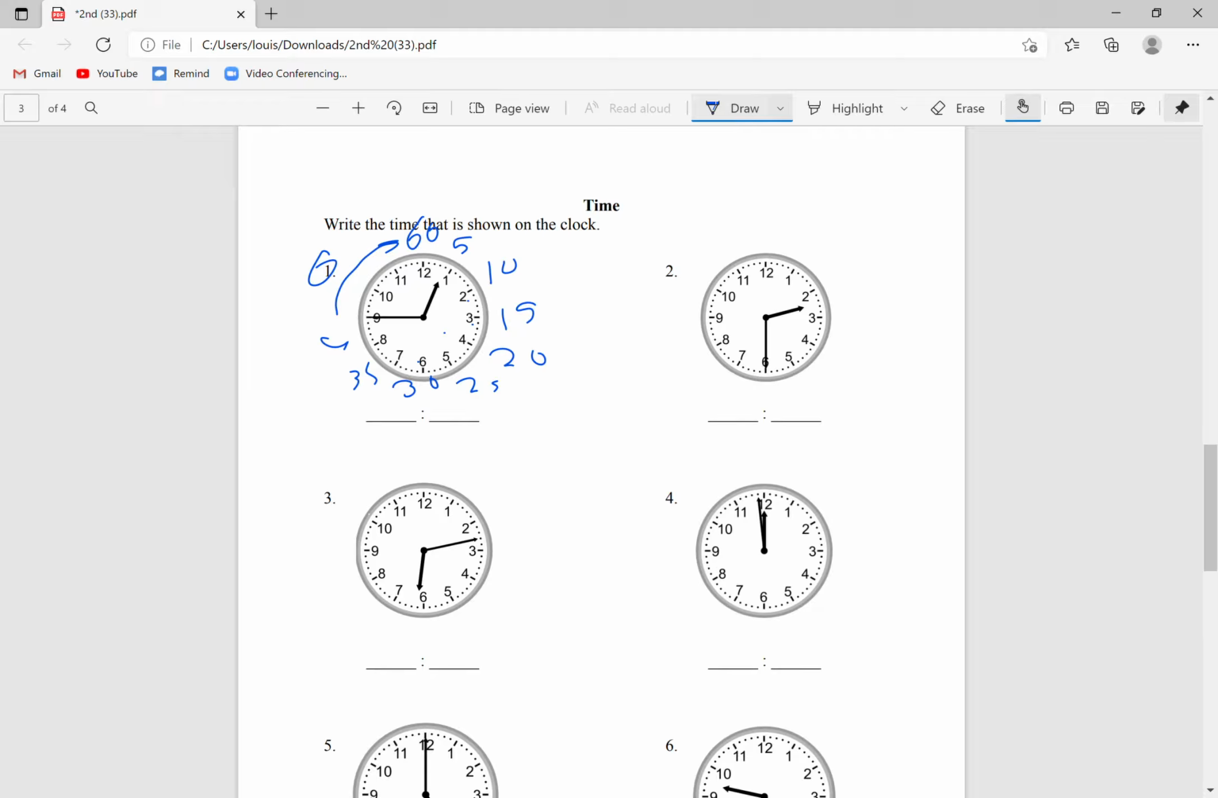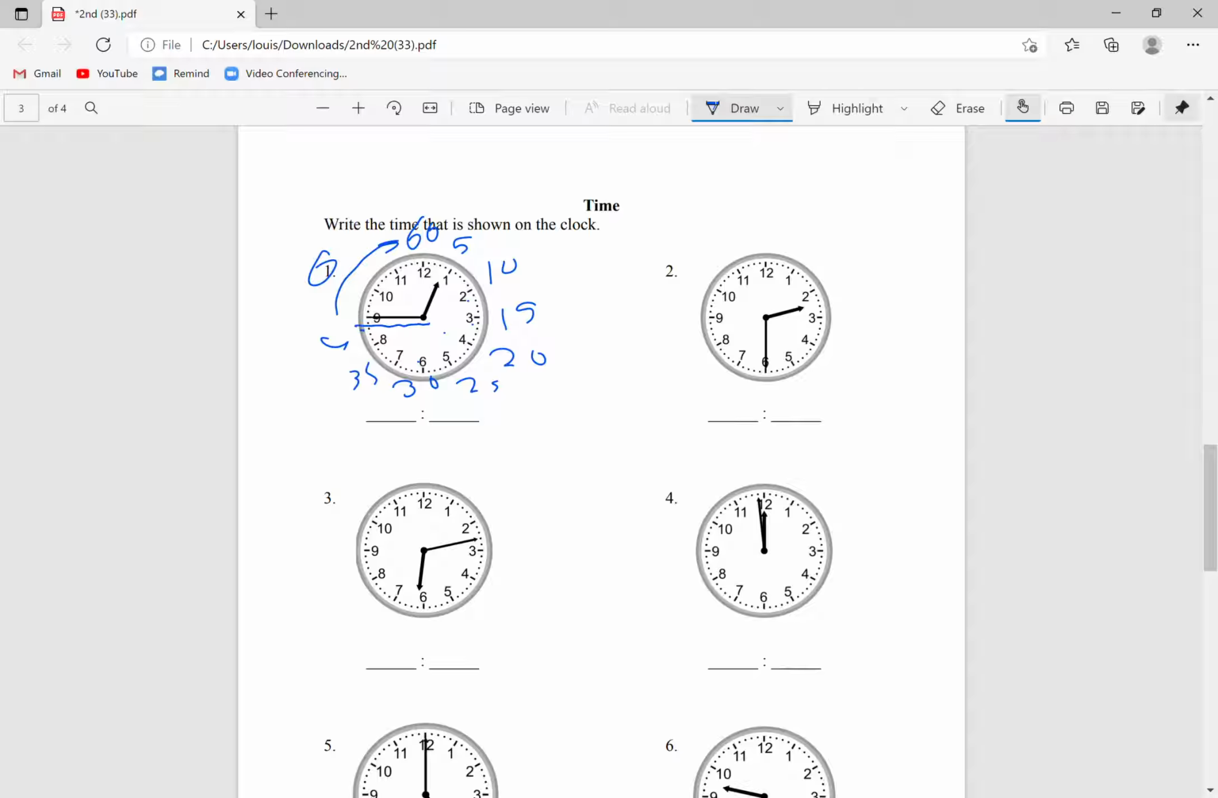So something I would say is to always look at the minute hand first before you look at the hour hand. Now, you can go either way, but I prefer to go with the minute before the hour. So let's take a look at the minute hand. The minute hand is directly on 9. We see that it's directly on 9.